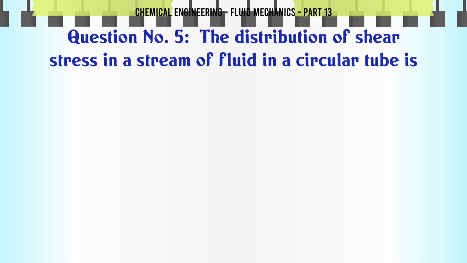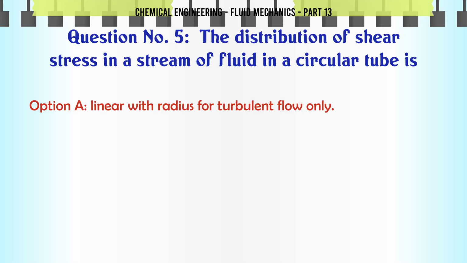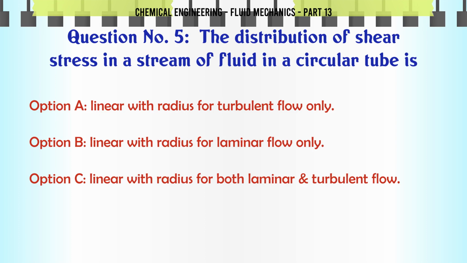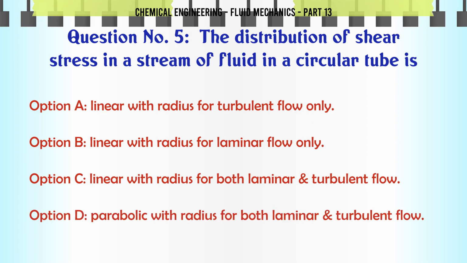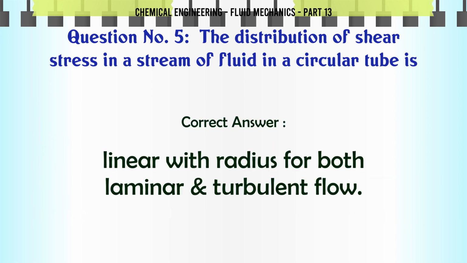The distribution of shear stress in a stream of fluid in a circular tube is A. linear with radius for turbulent flow only, B. linear with radius for laminar flow only, C. linear with radius for both laminar and turbulent flow, D. parabolic with radius for both laminar and turbulent flow. The correct answer is linear with radius for both laminar and turbulent flow.